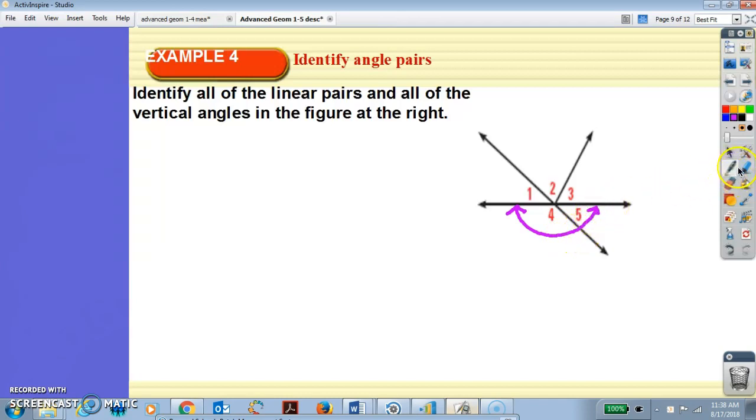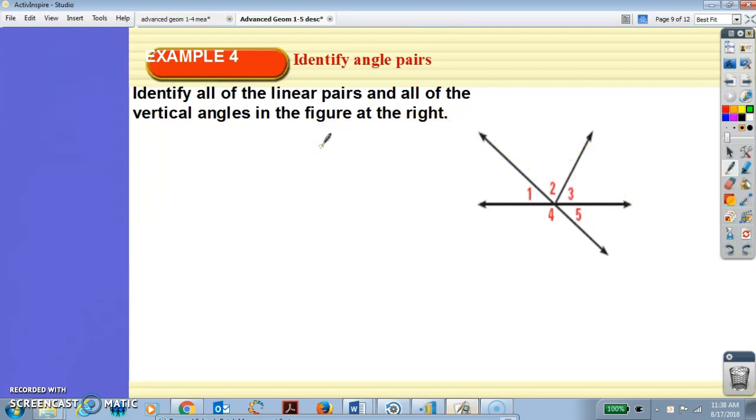There's one more set of linear pairs in here. You guys see them? 1 and 4. 1 and 4 are 2 angles that form a straight line. They are adjacent and supplementary. They are a linear pair. All right, so how about vertical angles?